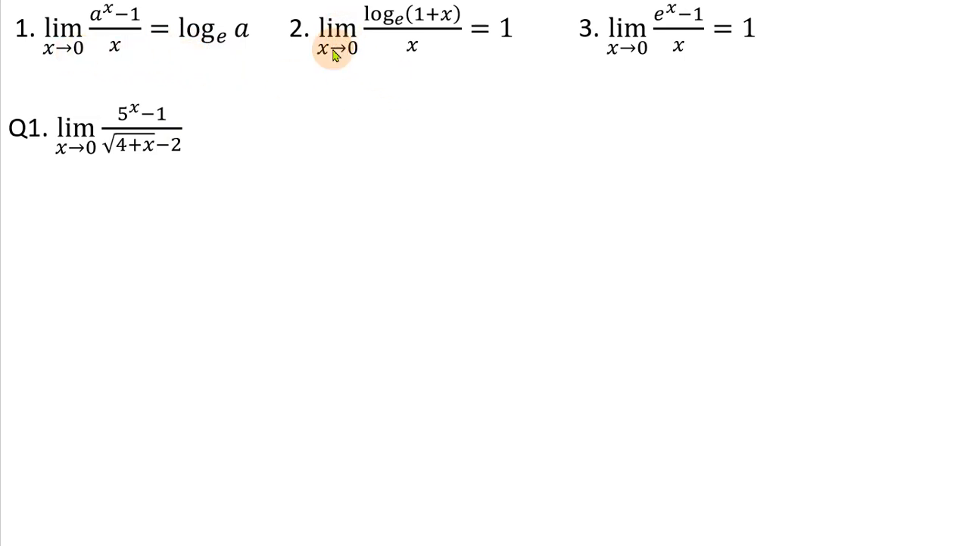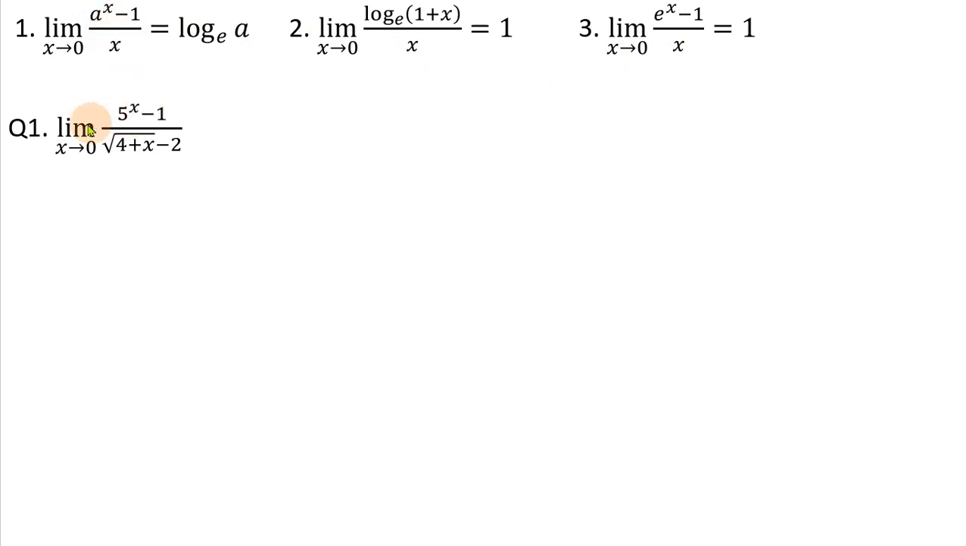Second formula is limit x approaches to 0, log of 1 plus x upon x, this is also equal to 1. And the last one is limit x approaches to 0, e power x minus 1 upon x, equal to 1. You have to reduce the question in these three standard forms wherever you see the same type of question.